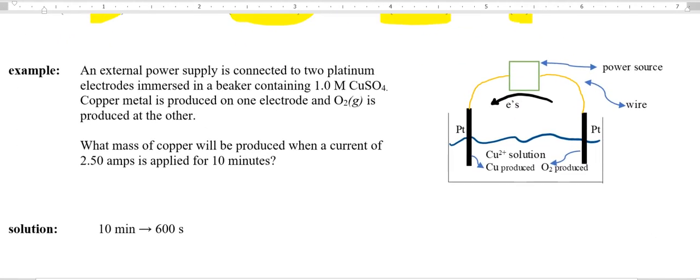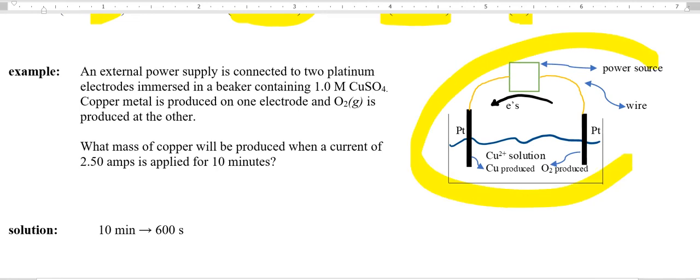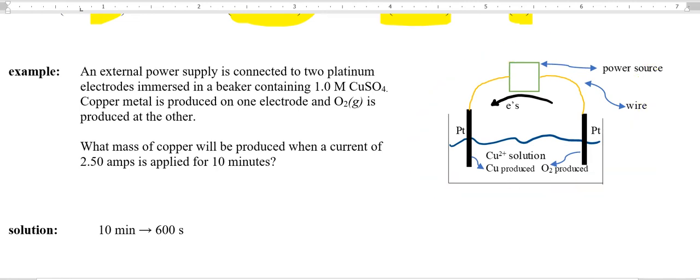Here's our example. Here's our electrolytic cell. We have 2 platinum electrodes and a 1 molar copper 2 solution. In there, we're producing copper at one electrode and oxygen at the other. We don't really care about the oxygen right now. What mass of copper is going to be produced if 2.5 amps is applied for 10 minutes?